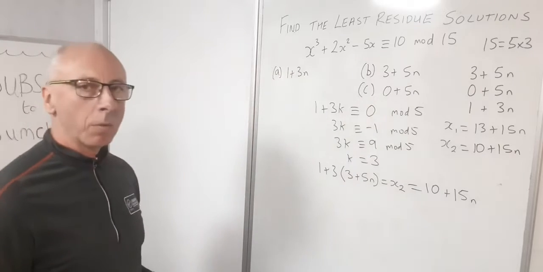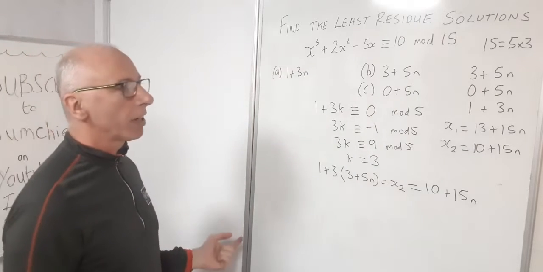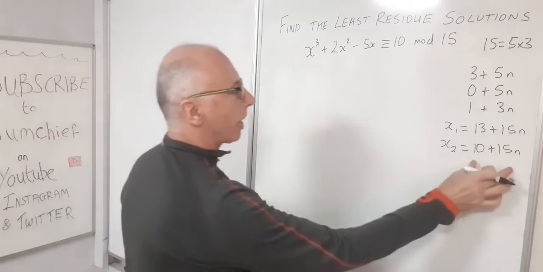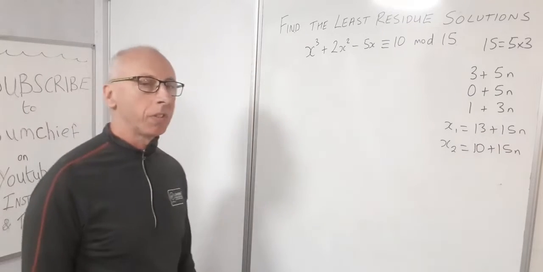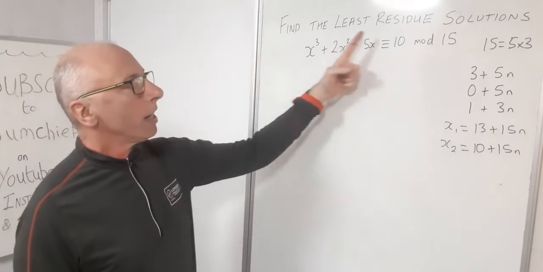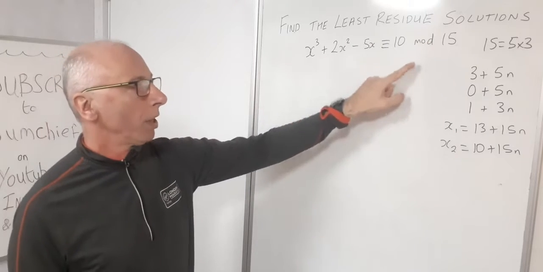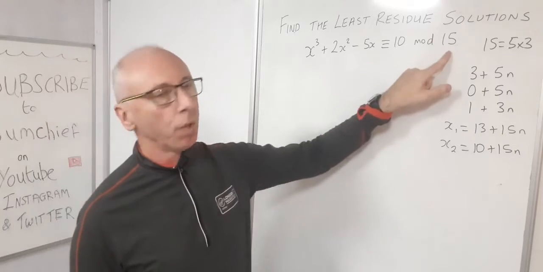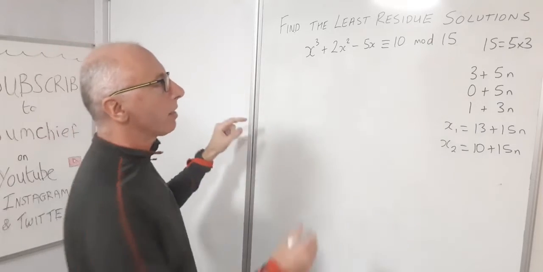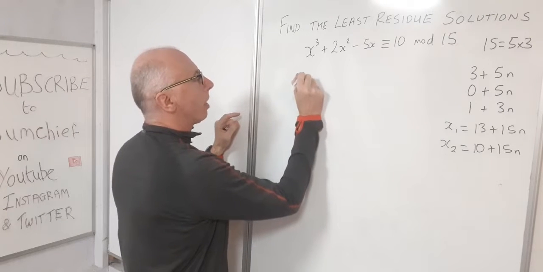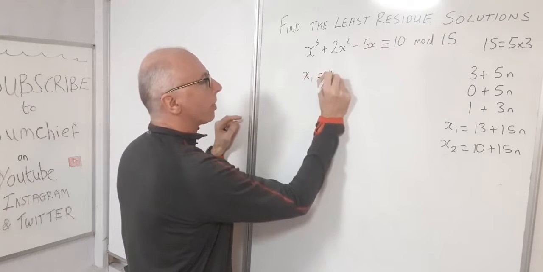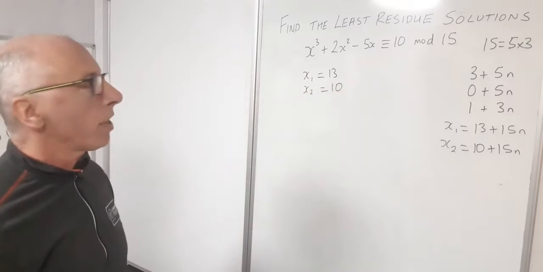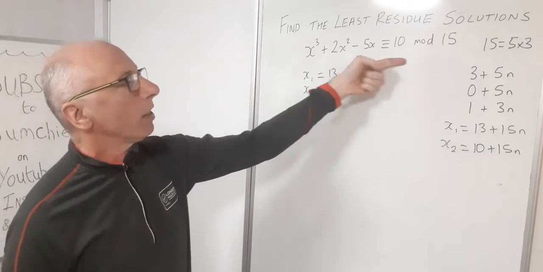Okay, right. Now what I'm going to do is take this off the board and just write out my final answer. We'll do a quick check. So I've got my solutions written here. I've got 13 plus 15n and 10 plus 15n. And we want the least residue solutions to this cubic polynomial. Well, least residue solutions are going to be between 0 and 14 modulus 15. So therefore my x1 will be 13 and my x2 equals 10.